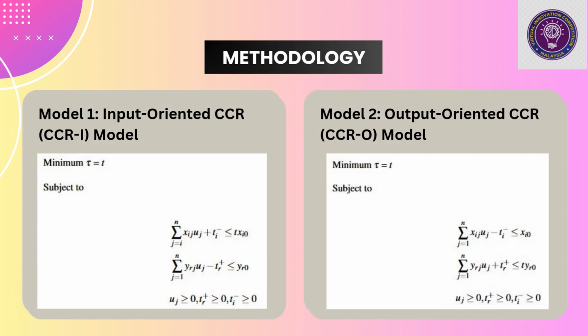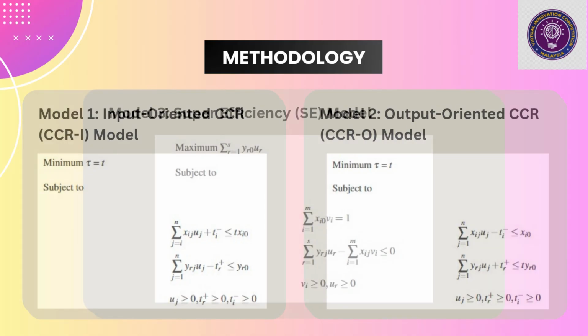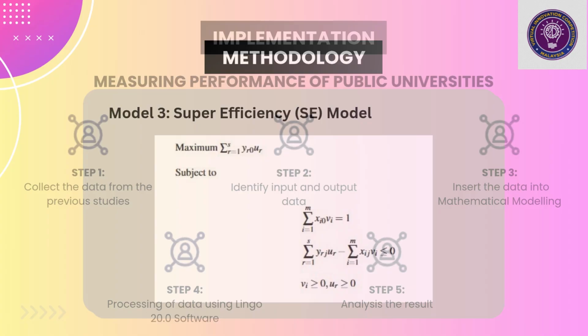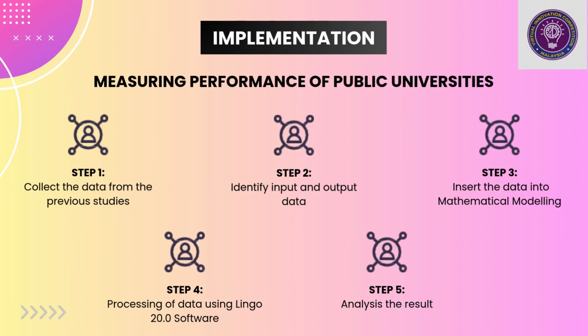Alright, now let us go through the methodology. There are three models used in this study. First, the input-oriented CCR model. Next, the output-oriented CCR model. And last but not least, the super efficiency model. Implementation of the study. These are the steps used for measuring performance of public universities.